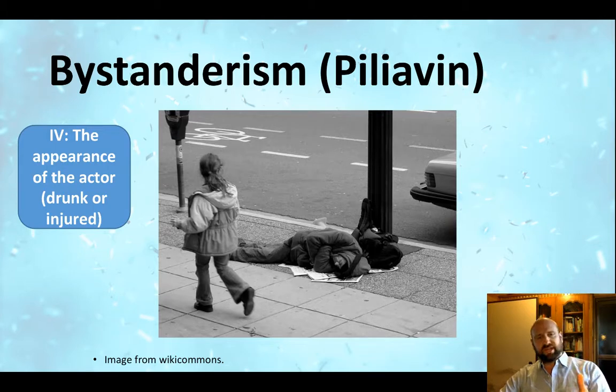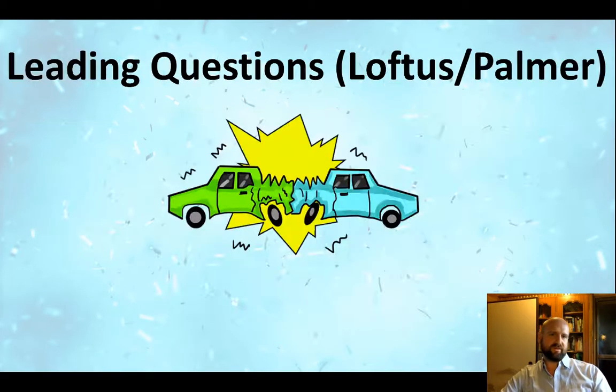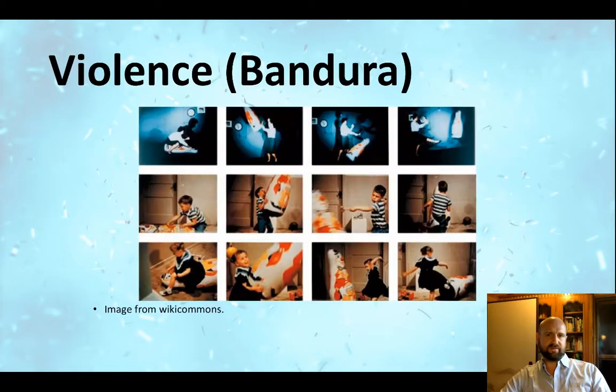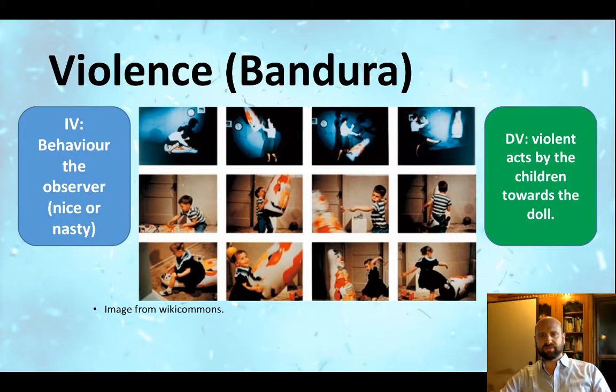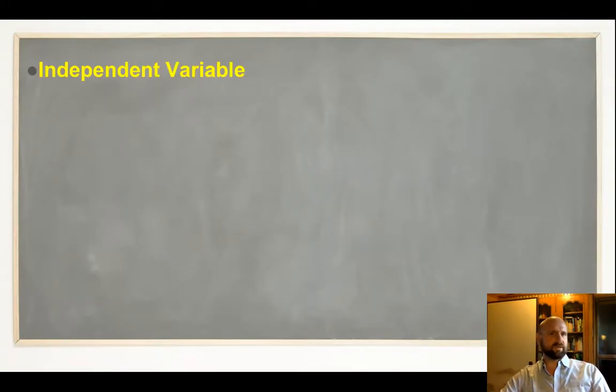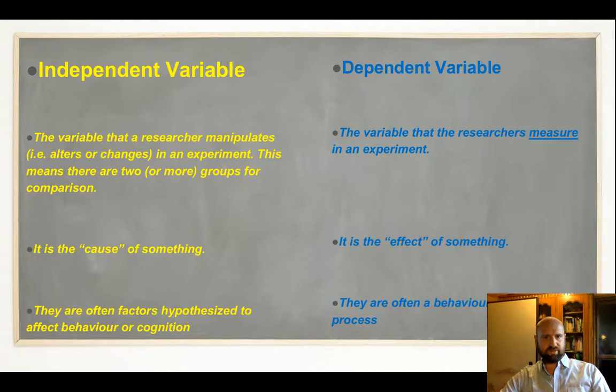And I use a condition here if the actor appeared drunk or appeared injured, and then how they were offered help. Loftus and Palmer, that famous one, and then Bandura, and explain these. So just using these concrete examples to explain IVs and DVs. And this is important. Here's just a bit of a summary.